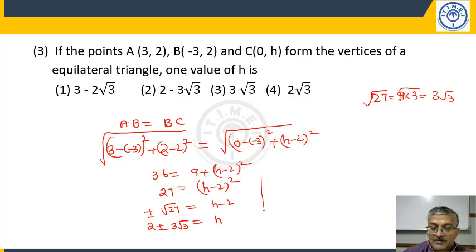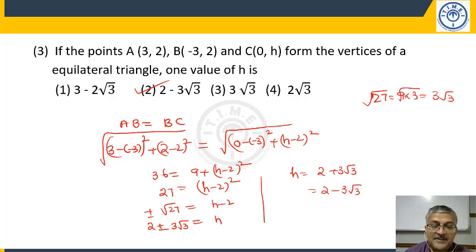So what is the possible value of h? h can be 2 plus 3 root 3 or h can be 2 minus 3 root 3. So simply the second one is the correct answer.